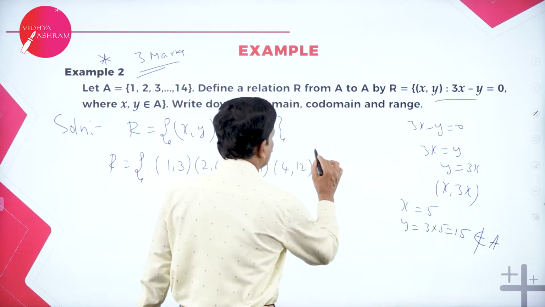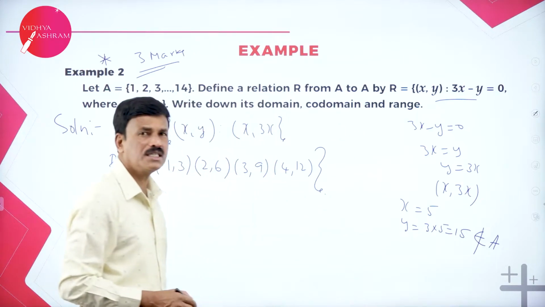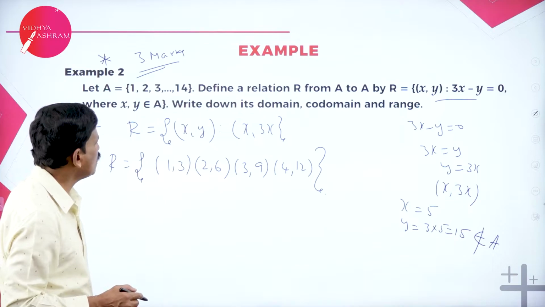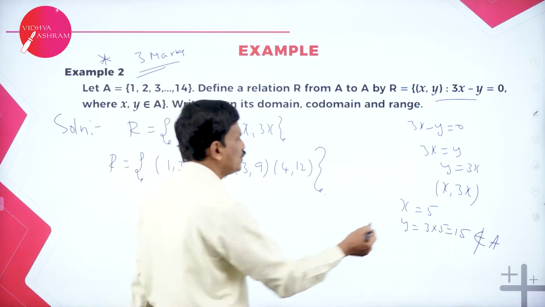So therefore we can stop here itself. These are the elements of the set R. R is equal to {(1, 3), (2, 6), (3, 9), (4, 12)}. If you want, you can verify here.